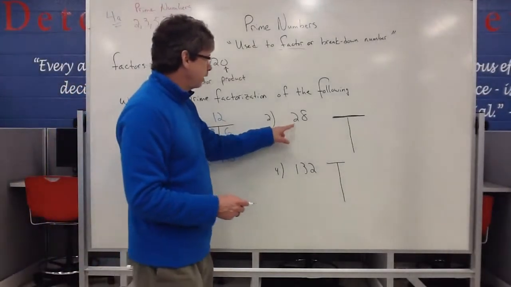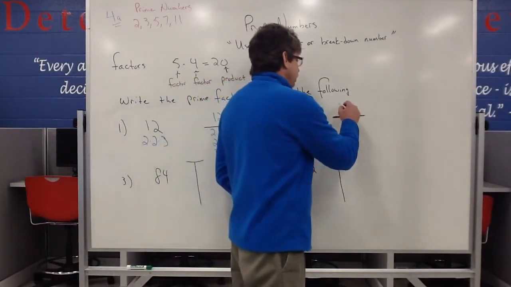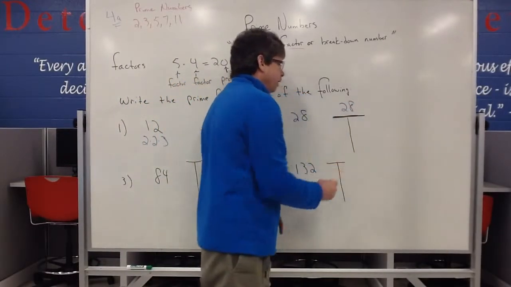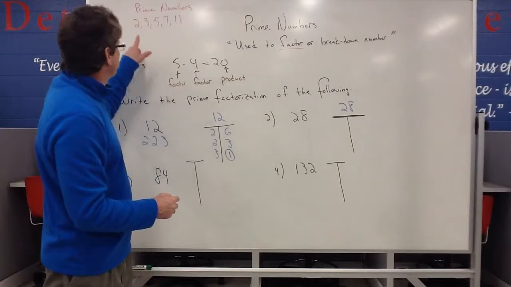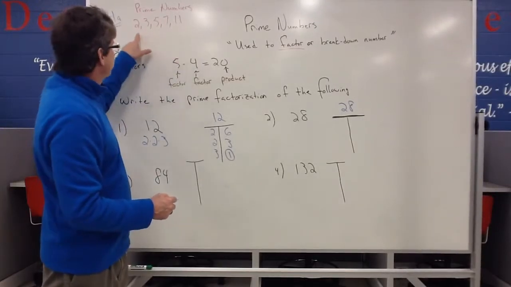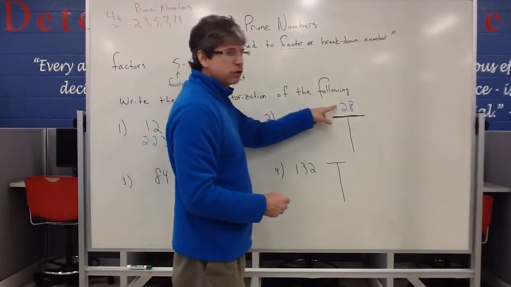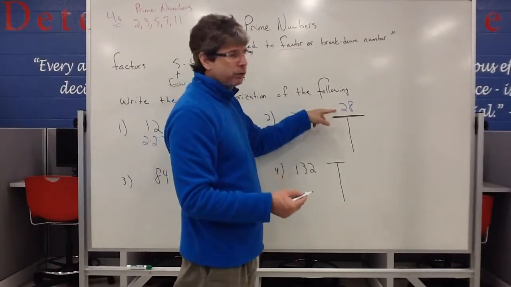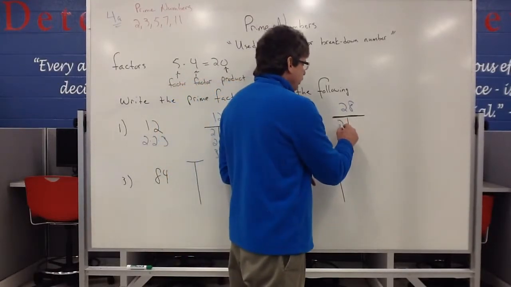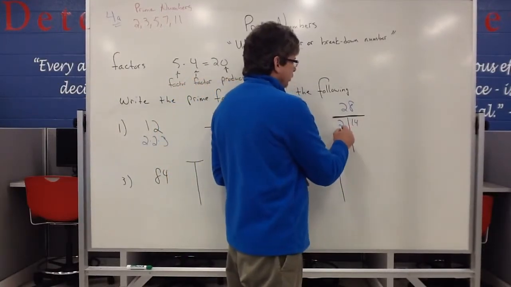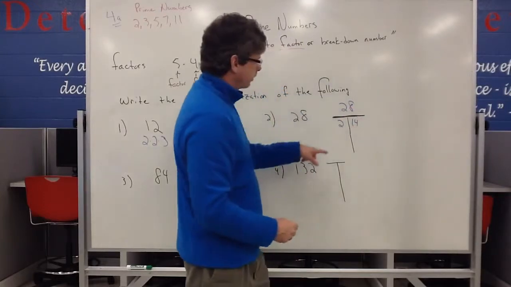Let's look at the number 28. Again, I'm going to use a T-chart, and I'm going to try to break this 28 down. And again, I'll just start with my 2. I'll work my way through. Does 2 go into 28? Well, since 28 is even, I know 2 goes into 28 because half of 28 is 14. So 2 goes into 28 14 times.